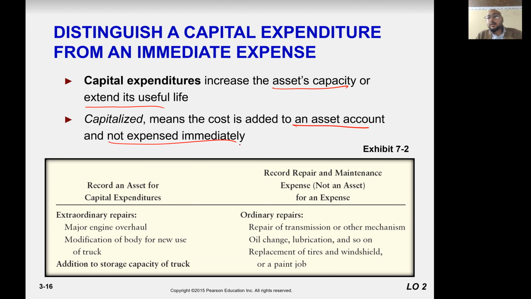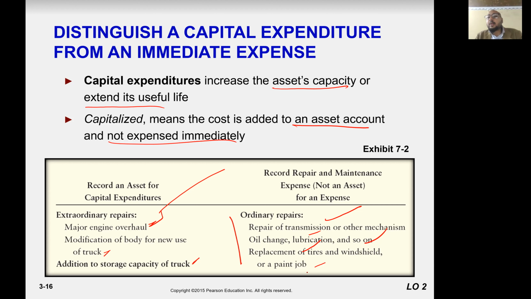So what are those expenses? Capital expenses are, for example, in a vehicle, a major engine overhaul, which increases the useful life. So we incur that expense to increase the life of the asset. Asset means like a vehicle, any car or truck. Modification of the body for new use of the truck. Additional storage capacity of the truck. While the ordinary repairs are oil change, lubrication, tuning, tire replacement, windshield replacement, paint job.